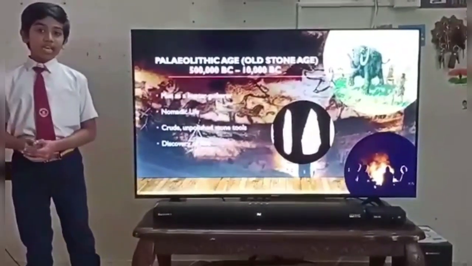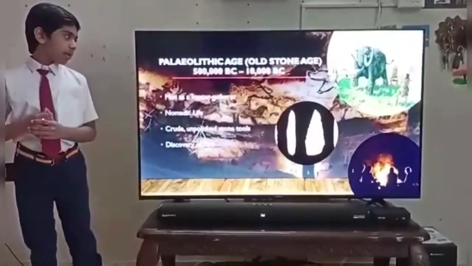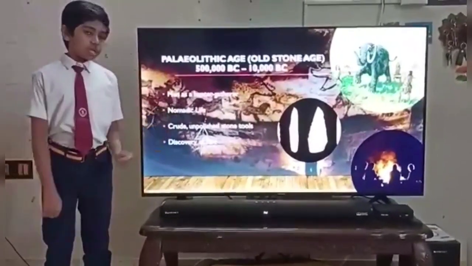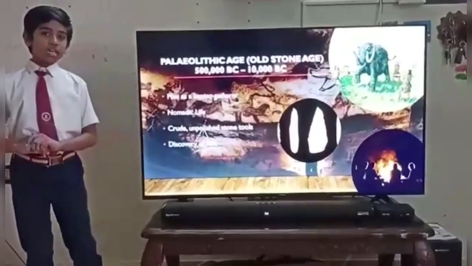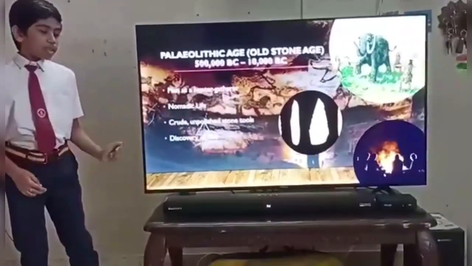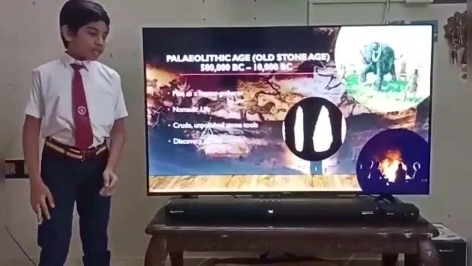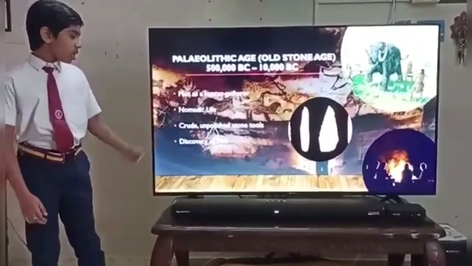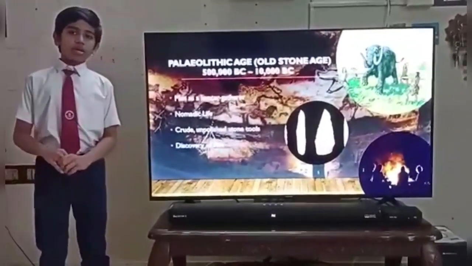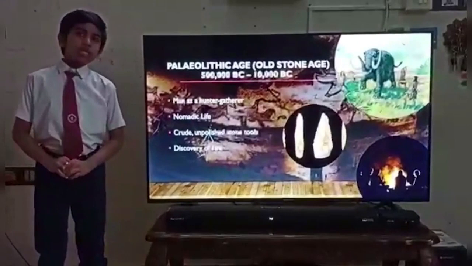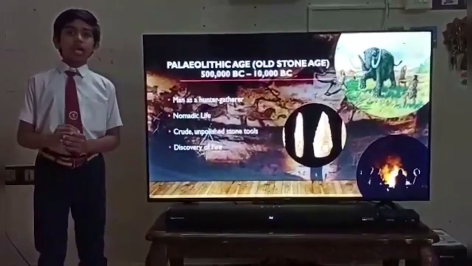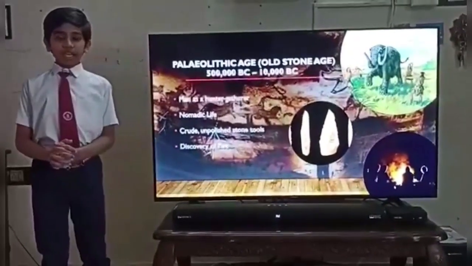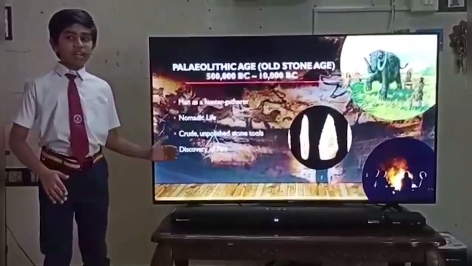The Paleolithic Age is the longest and biggest of all the phases of the Stone Age. In this phase, man lived as a hunter and gatherer. They lived a nomadic life. They did not stay in one place for a long time. The stone tools they made were crude and unpolished. The main stone tool was known as the hatchet. The biggest milestone of this age was the discovery of fire.